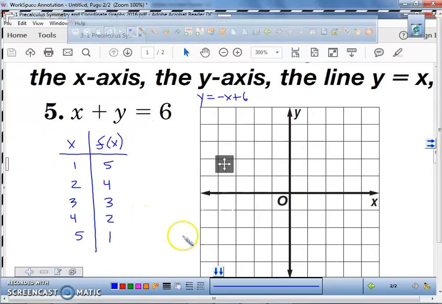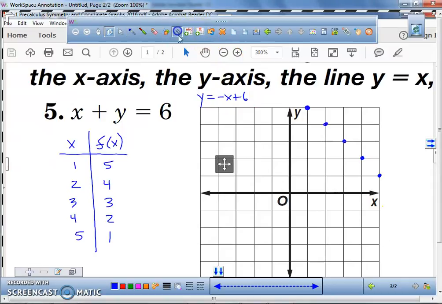So I want you guys to plot these, okay? So we're going to plot these right here. We have 1, 5, 2, 4, 3, 3, 4, 2, 5, 1. Okay? All right, so I'm going to plot them. Create my line. All right, let's go forever.